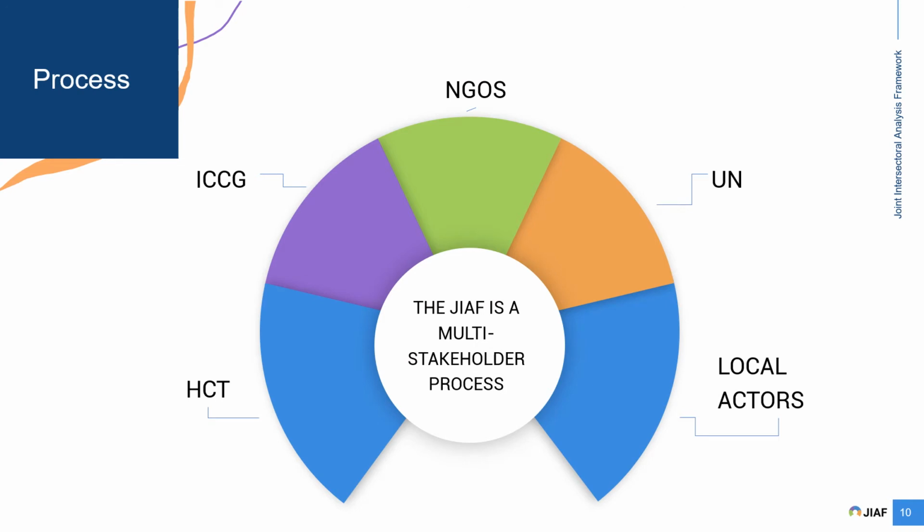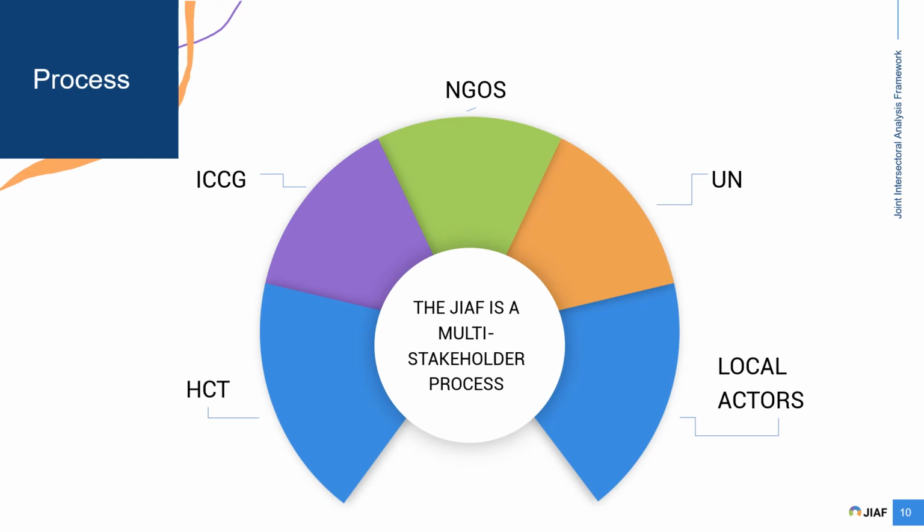Wrapping up this short introductory module, please note that a successful application of the JIAF approach needs to be supported by a consultative process. Under the leadership of the Humanitarian Country Team, HCT, and the Intercluster Coordination Group, the ICCG, a small JIAF team should be put together, made up of UN agencies, NGOs, and local actors.